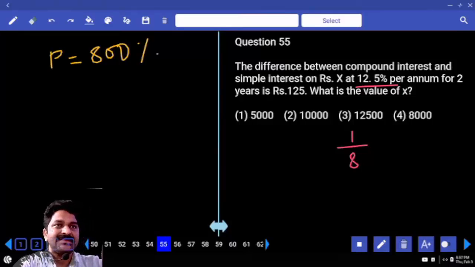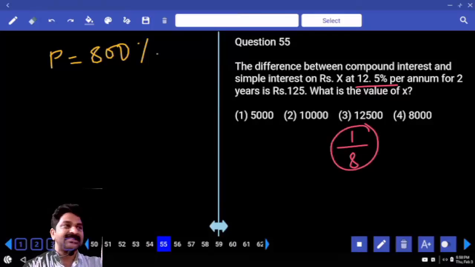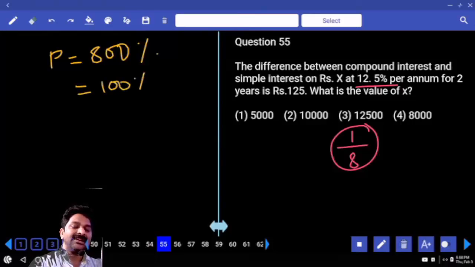Usually we start the principal as 100%. But why are we taking it as 800%? Because of the denominator. Right. Now, 1/8 is our interest rate in terms of fraction. Correct. Right. So what is simple interest for the first year? 1/8 of 800 only. That is 100.